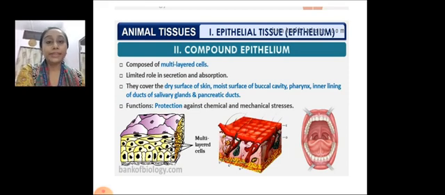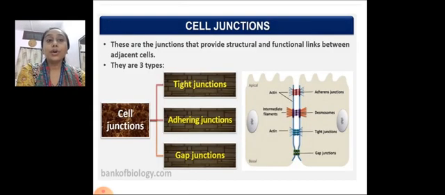Now compound epithelium, as the name suggests, is made up of more than one layer of cells. Their main function is protection against chemical and mechanical injuries, right? So they are basically present in the skin, in the pharynx region. And after this, we also studied about the cell junction. Cell junctions are the structures which help to provide structural and functional link between the cells. These cell junctions were divided into three types: tight junctions, adhering junctions, and gap junctions.